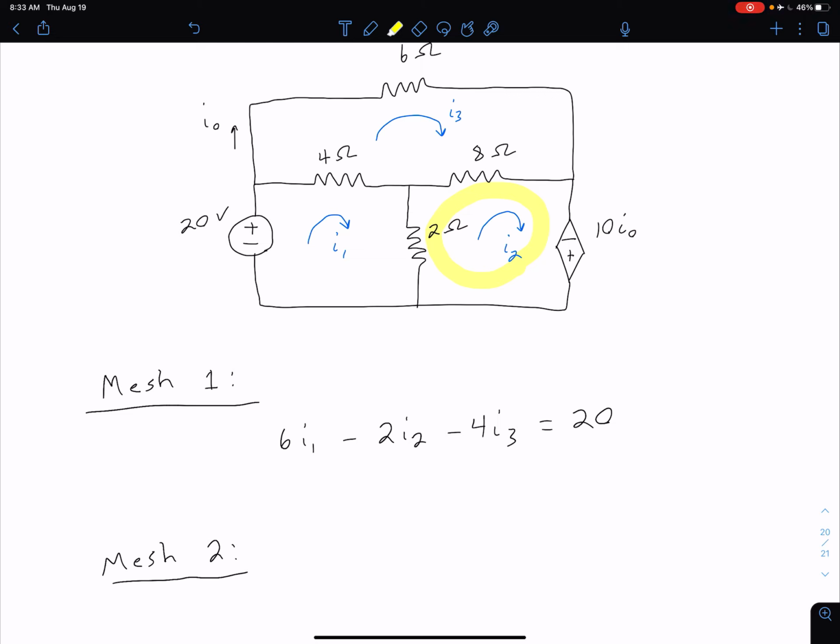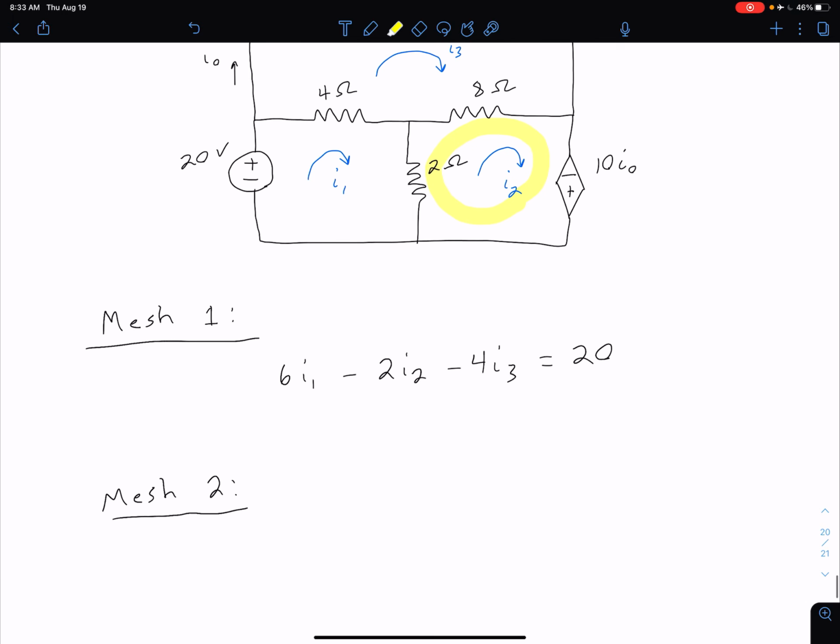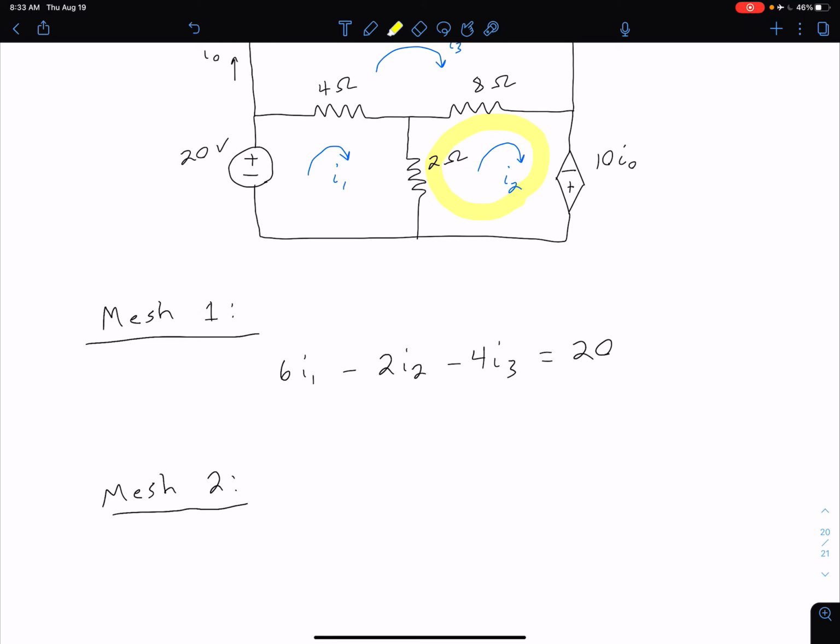Because we're in mesh 2, any of our I2 terms should be positive. And I'm going to write my I1 term first just so we can have I1, I2, I3 in all of our equations in the same order. As we just said, our I1 and I2 are in different directions. We note that they're both going through this 2 ohm resistor, so we're going to have a minus 2 times I1. Now, if we move on to our I2 term, we note that I2 is going through both the 2 and the 8 ohm resistors. So 2 plus 8 is going to give us 10 I2. And again, that's going to be positive because we're in mesh 2.